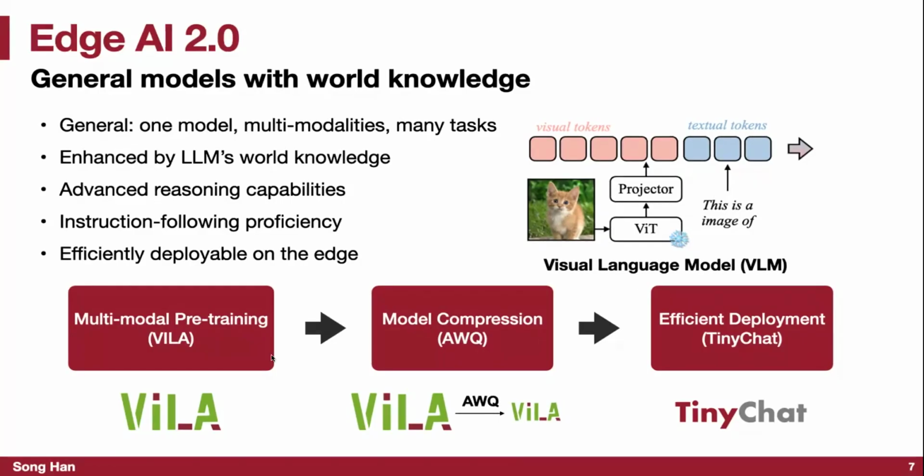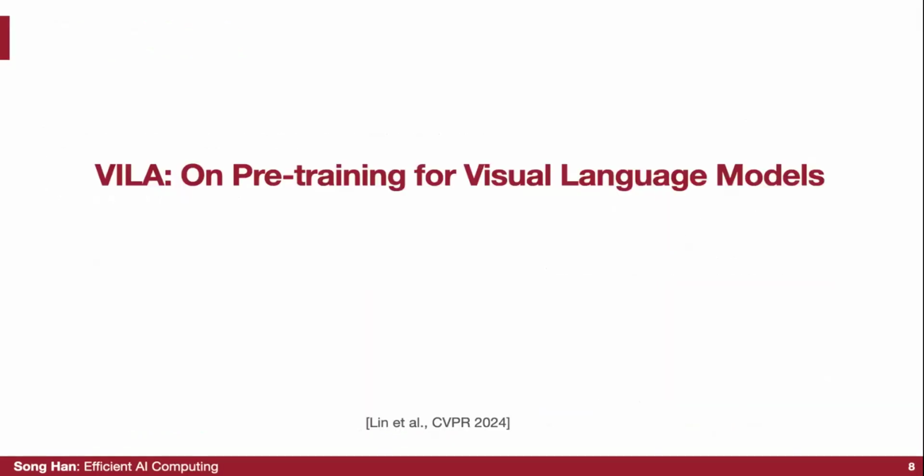So I will talk about the whole pipeline. First, the multimodal pre-training method for VILA, the visual language model, followed by the AWQ quantization approach for 4-bit quantization that can turn a large VILA into a small VILA, so that we can deploy it on edge devices, Jetson Nano even, with the TinyChat engine. Those are the 3 sections of the main talk. Let's start with VILA, pre-training for visual language models, at this year's CVPR.